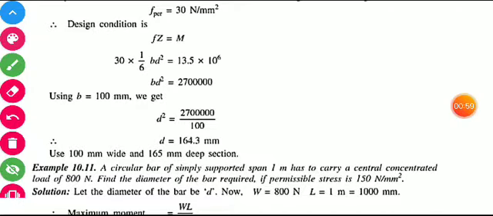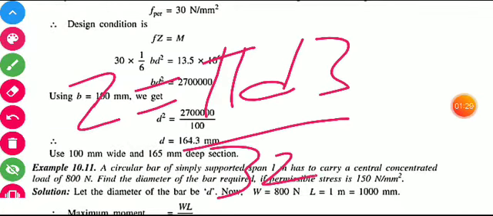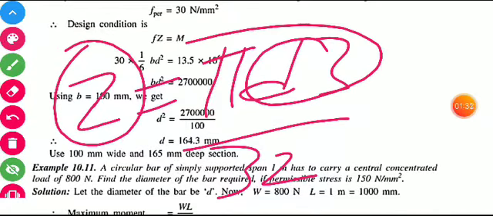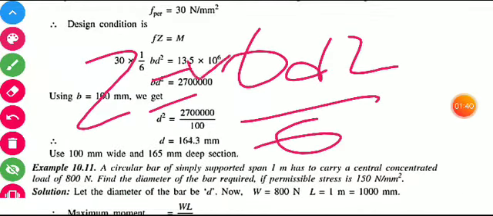Now I also give you one assignment, in which the section is circular. In the circular section, we discussed earlier that the section modulus is pi d cube by 32. So the section modulus depends directly on the diameter d only. But in the case of a rectangular section, the section modulus is b d square by 6, so there are two parameters, b and d.